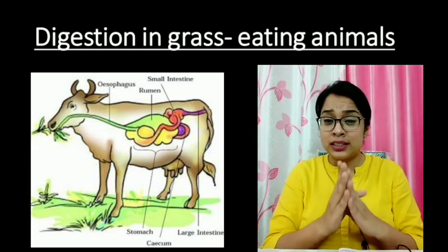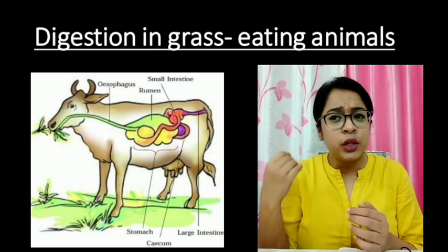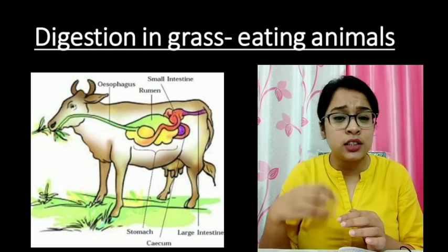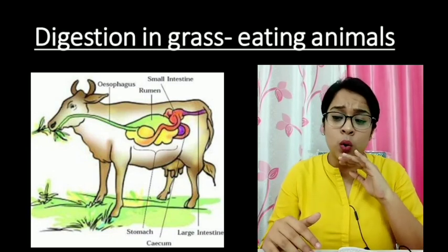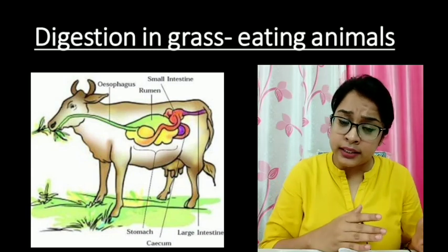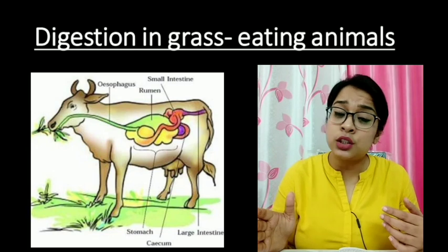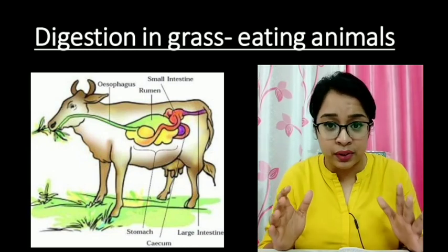Now, if you notice any cow, buffalo, camel or any grazing animal, you will find they are always grazing, or when they are sitting, they are just chewing something. And you will see the whole day, either they are grazing or they are chewing. This chewing is called rumination. So let us discuss what happens.